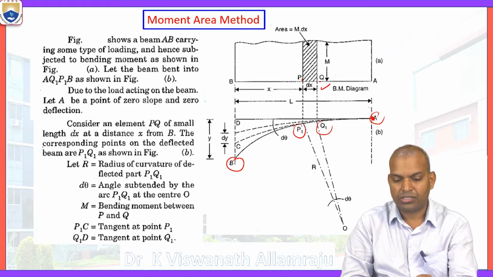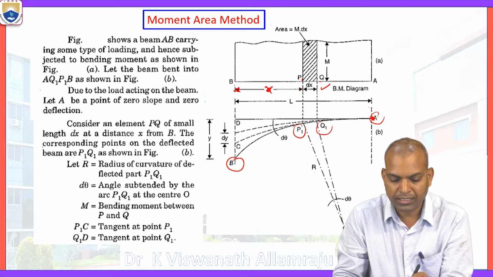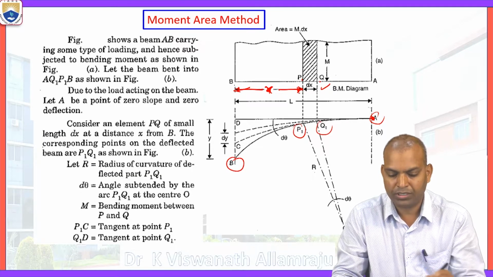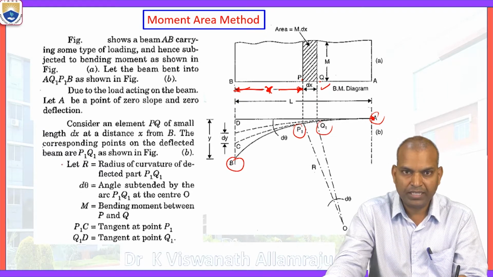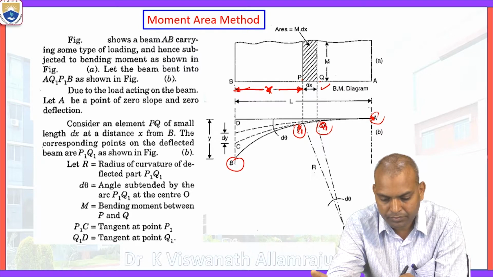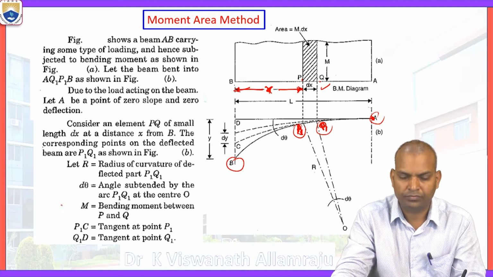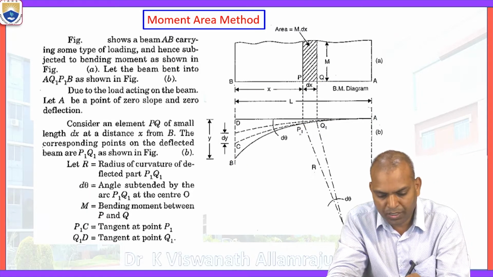The element is at a distance x from B. The corresponding points on the deflected beam in the diagram are P1 and Q1.